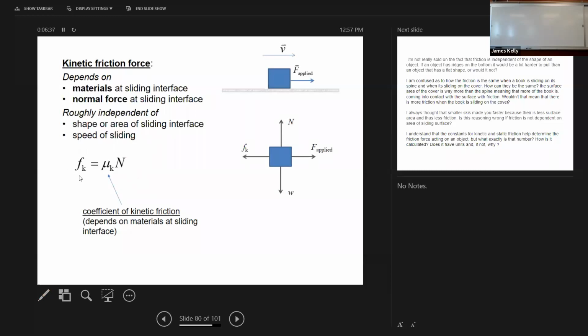But the kinetic friction force, how strongly it pushes back against the direction it's sliding, depends on the materials, and that's contained in this coefficient of kinetic friction, mu sub k, k for kinetic. And here, Giancoli would probably call the normal force F with a subscript n, but the normal force, the harder it's pushing down against the surface, the bigger the friction force you get.